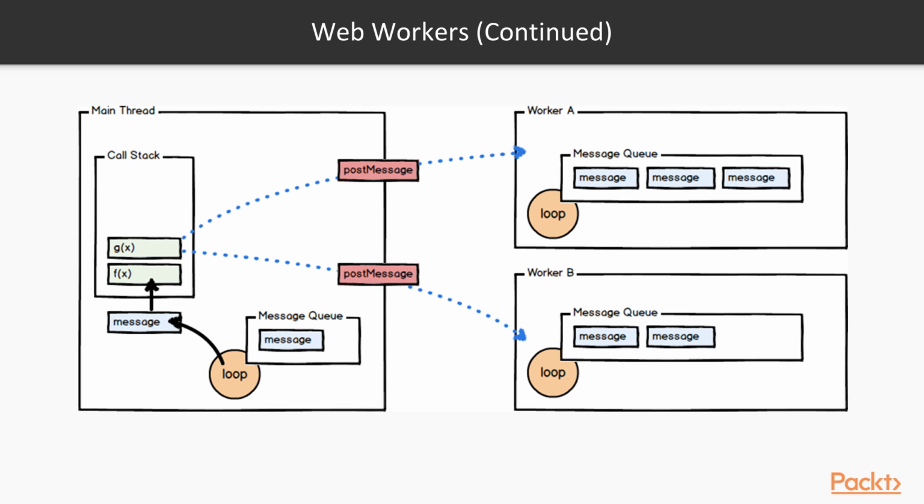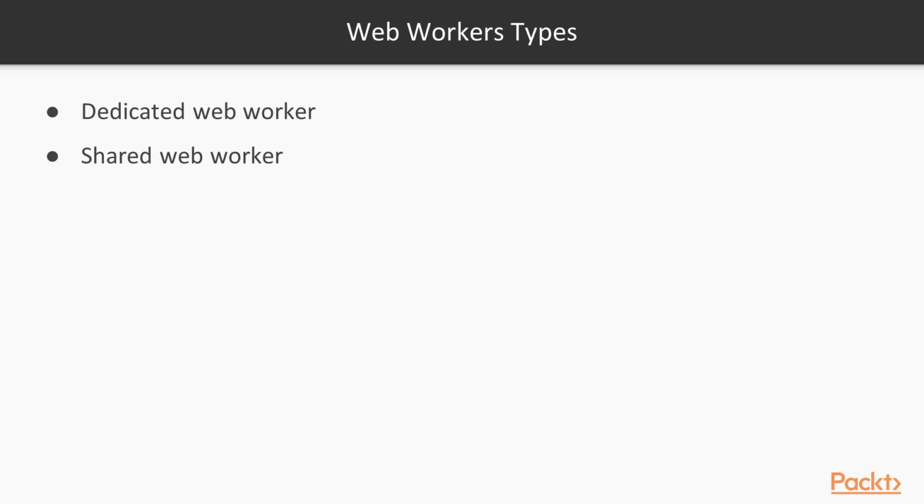According to the specification, there are two types of web workers: a default or dedicated web worker, the one that is only accessible from the script that first created it; and a shared web worker. This one is accessible by multiple scripts, even if they are being accessed by different windows, iframes, or even other workers.